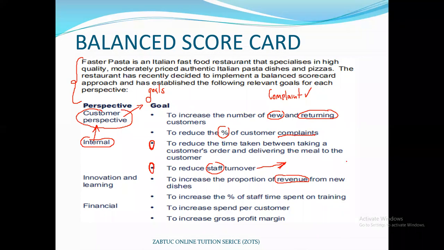So if we call your revenue 100%, what percentage of this is coming from new dishes? That gives you an idea of the level to which you are innovative. To increase the percentage of staff time spent on training. Staff time spent on training. How many training hours? What was our training budget as a percentage of our revenue?